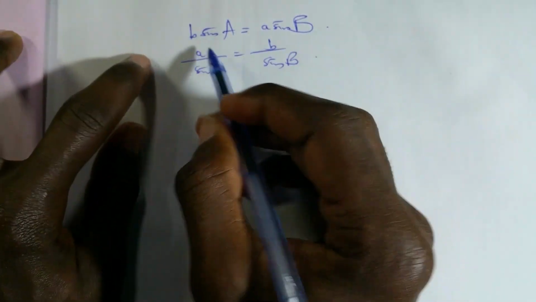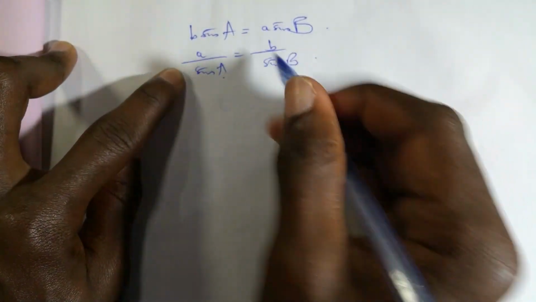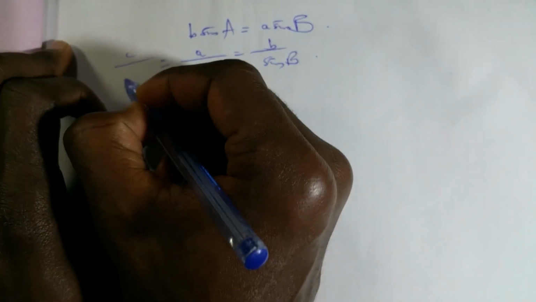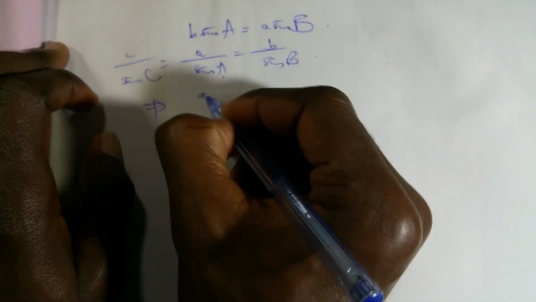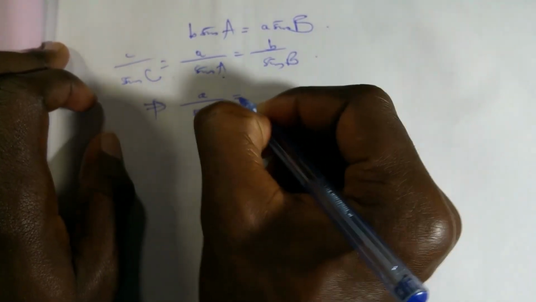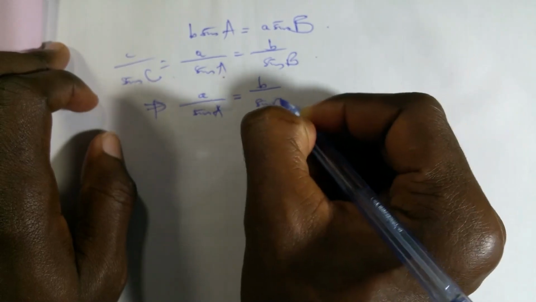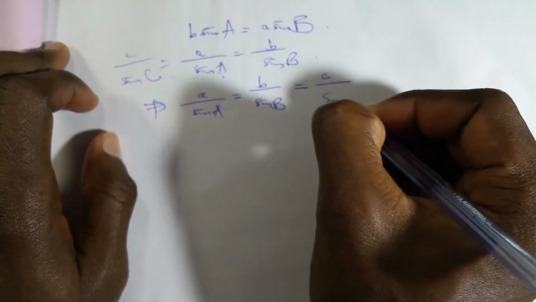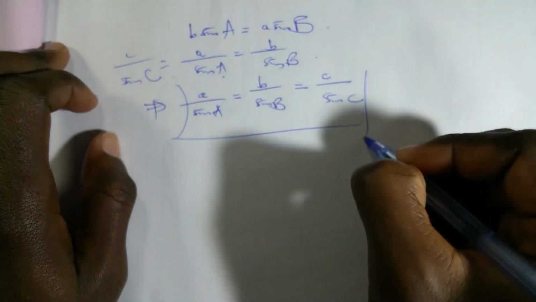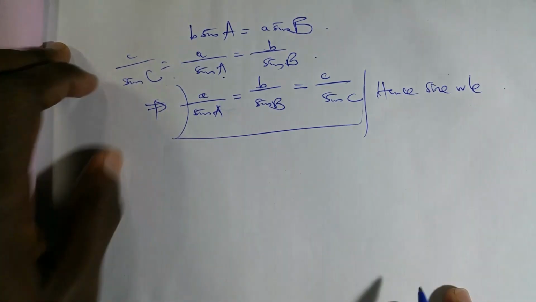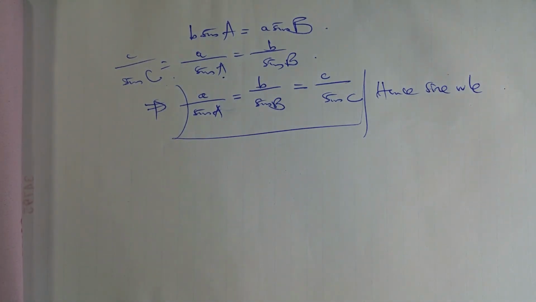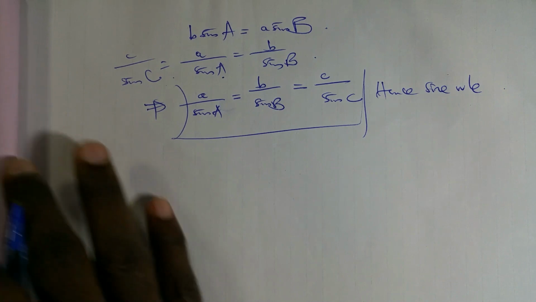Remember, initially we had proven that A out of sine A equals C out of sine C, which implies that A out of sine A equals B out of sine B equals C out of sine C. Hence, sine rule. Okay, I think we have now proven our sine rule for both cases. So now we can check on some examples that can help us apply.